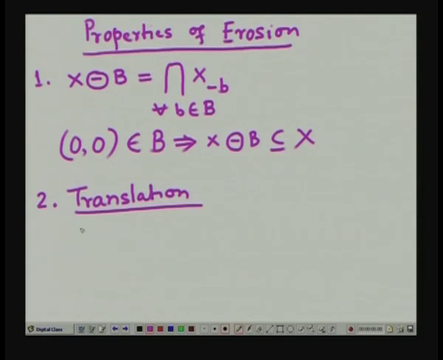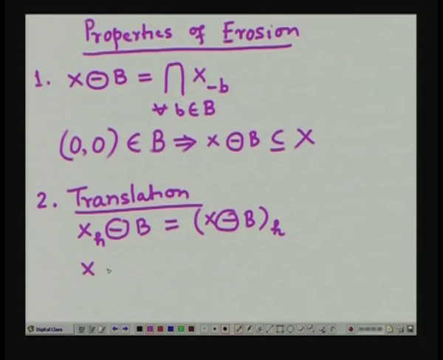So, this says that X translated by vector H, dilated with the point set B, will be X dilated with structuring element B, and this is translated by the same vector H. Whereas X eroded with B translated by the vector H will be X eroded with B, which is translated by the vector minus H. So, these two are the translation properties of the erosion operation.